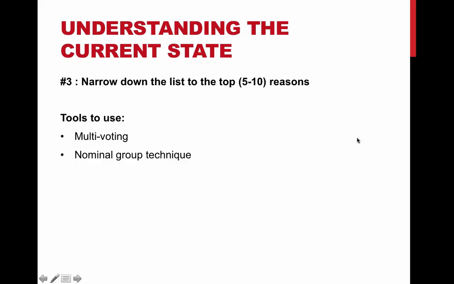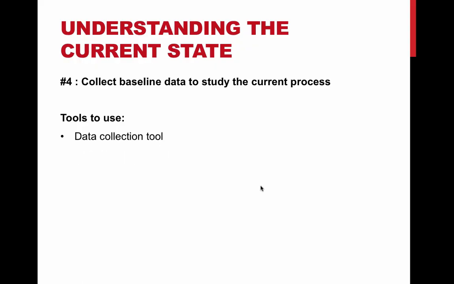Okay. All right. So now what we have done is we have understood our current process. We've narrowed down to a bunch of reasons that we think is causing this. We've also prioritized our list of reasons. Now, so far, we've been working on the basis of hunches, right? Now, what we want to do is go out and collect some baseline data. We want to find out the truth, and truth will come only from the data. So we want to collect baseline data to look at how our current process is happening.